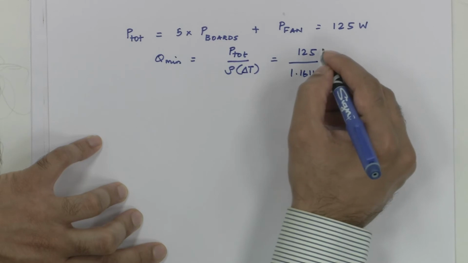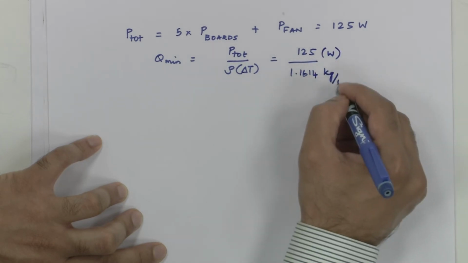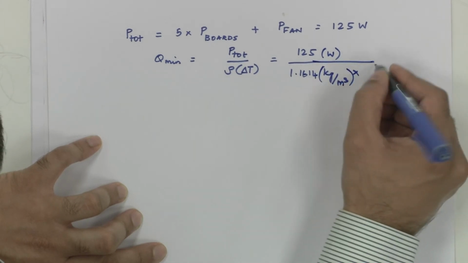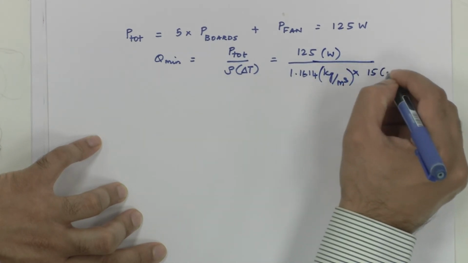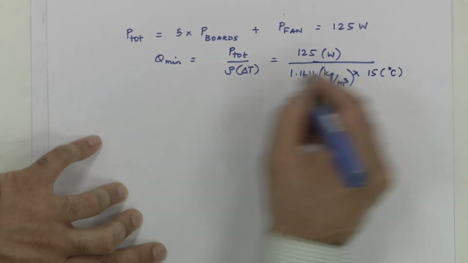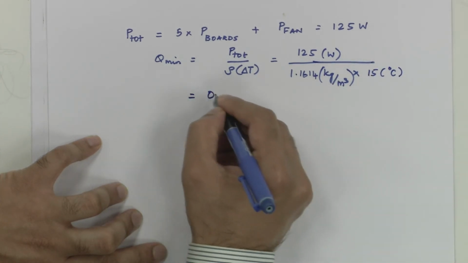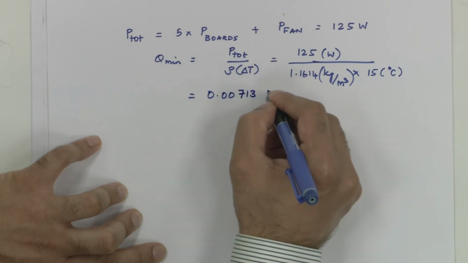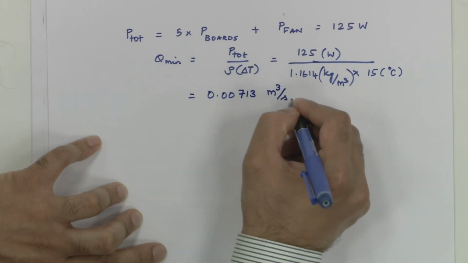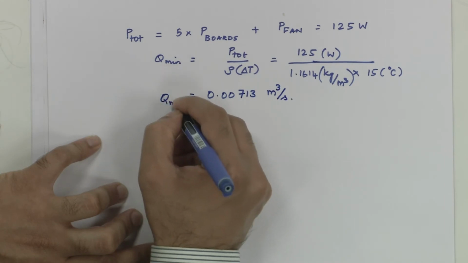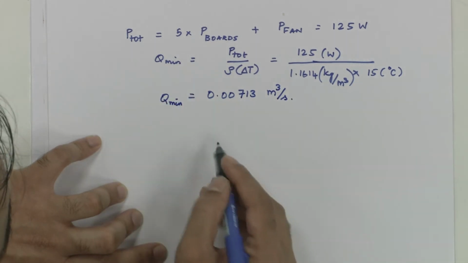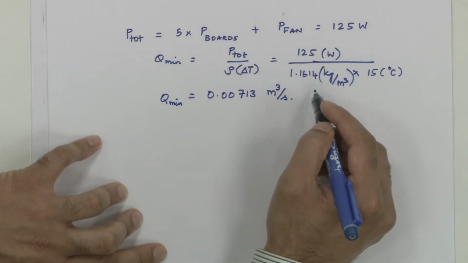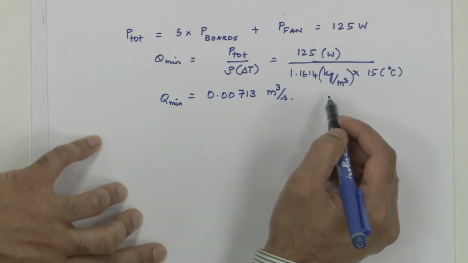per meter cube, times the temperature rise, which is 15 degrees Celsius, will fetch us that we need to supply at least this much volumetric flow to ensure that the temperature rise across the boards is less than 15 degrees Celsius.